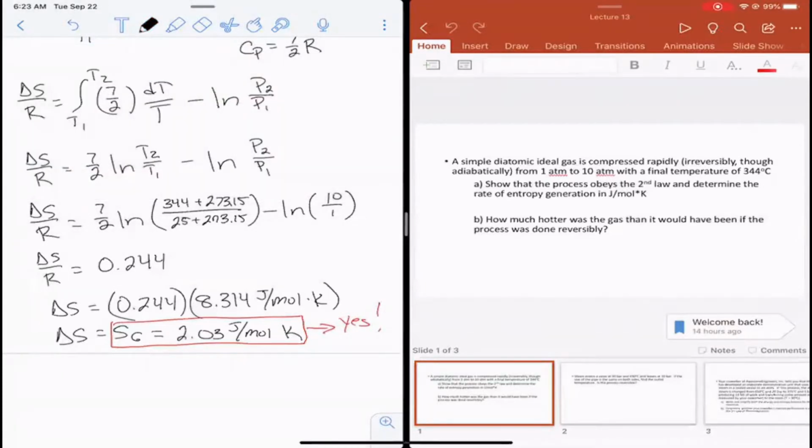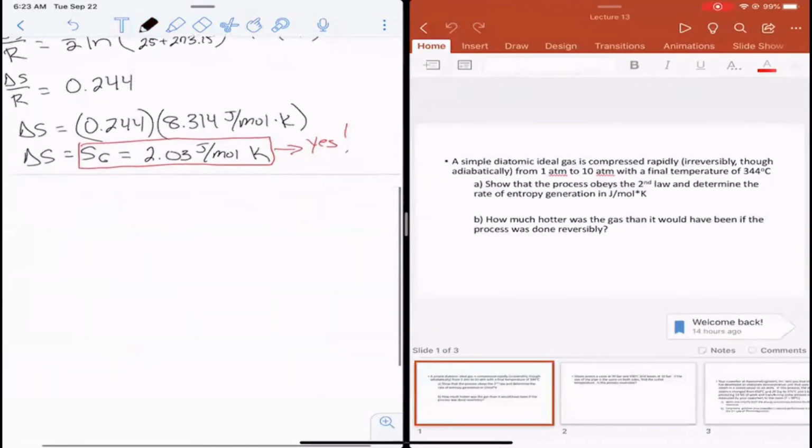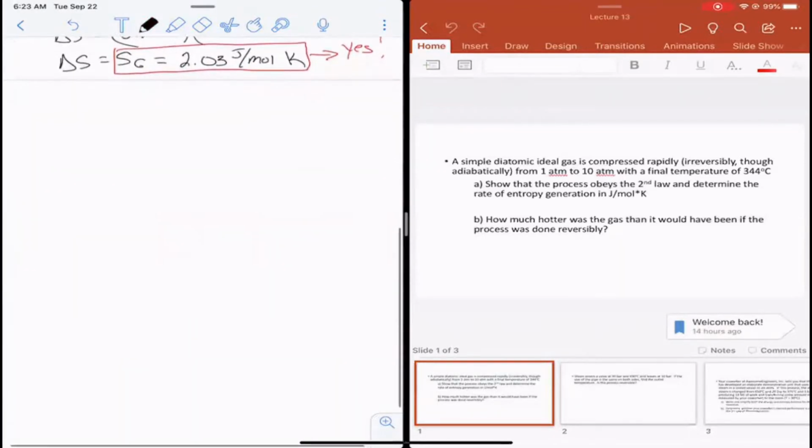So now let's move on to the second part of this problem and answer how much hotter the gas was in this case than it would have been had the process been done reversibly. Because in this case the generated entropy is equal to delta S, when this process is done reversibly, delta S is equal to 0. One of the things you're asked to derive in your homework is that for any adiabatic reversible process, delta S is equal to 0.